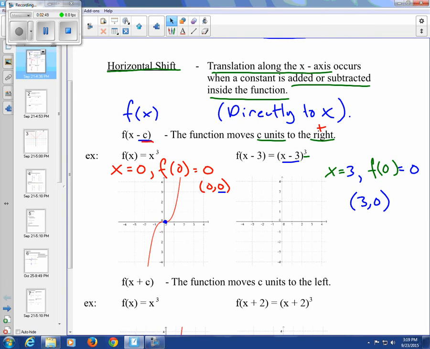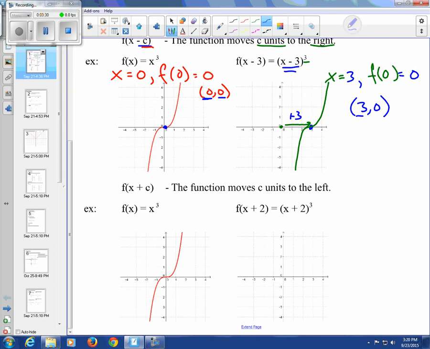And essentially what we can say here is that the function of the cube now thinks that the origin, or 0, is happening at the x value of 3. And what we're really seeing here is that happen for every single ordered pair on the graph of the cube. Every single ordered pair on the graph of the cube, the function now thinks is happening 3 units to the right in the positive direction, to compensate for that subtraction of 3 within the function.